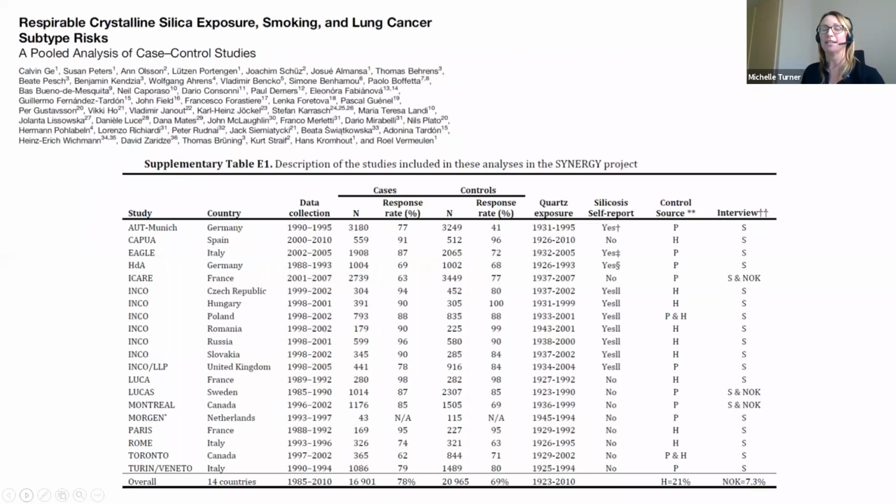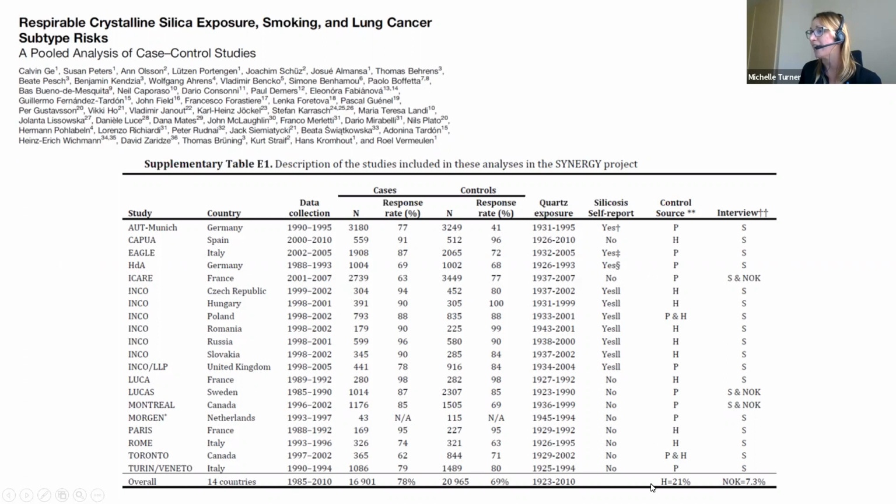I wanted to show this study as a recent example of a very nice piece of work pooling different case control studies from all of these different countries, from 14 different countries together. This paper was published last year, I believe. This is a series of papers looking at lung cancer risk and different types of occupational exposures. Just to highlight, pooling all of these studies, the very large number of lung cancer cases and controls that they were able to study.